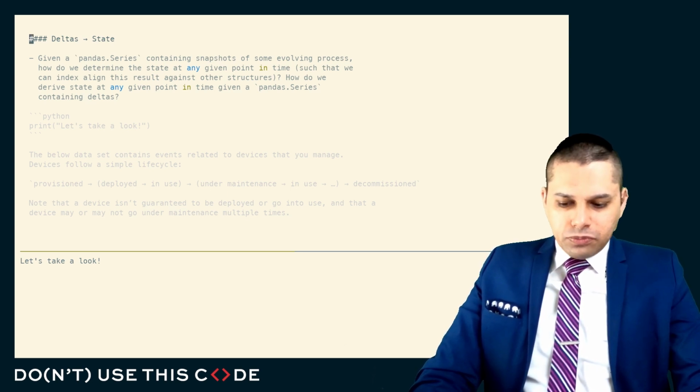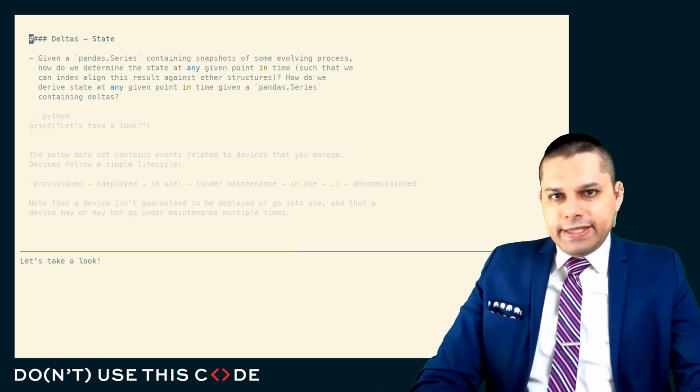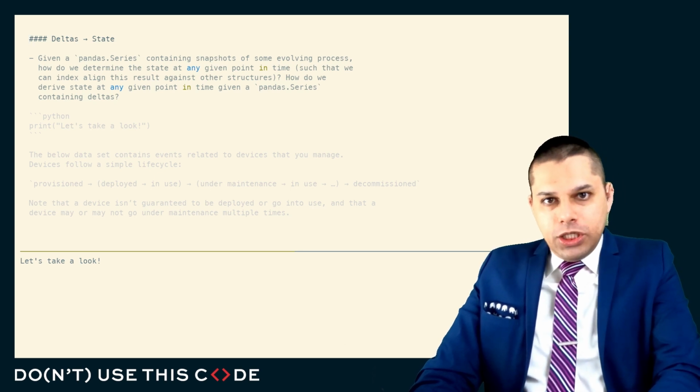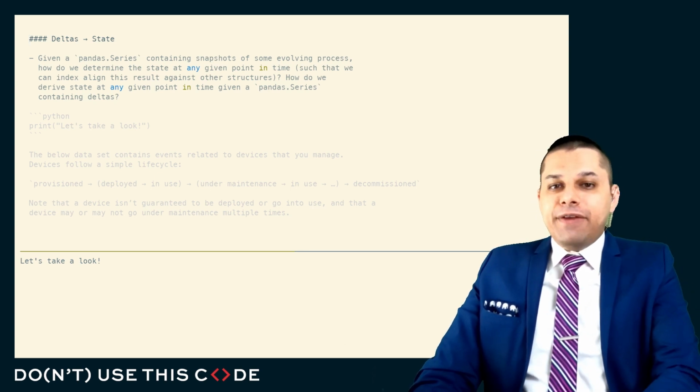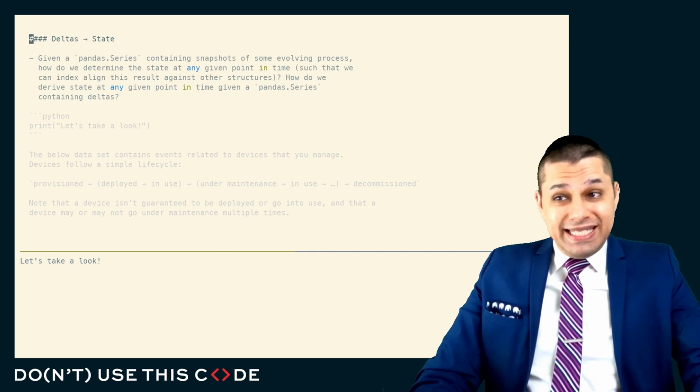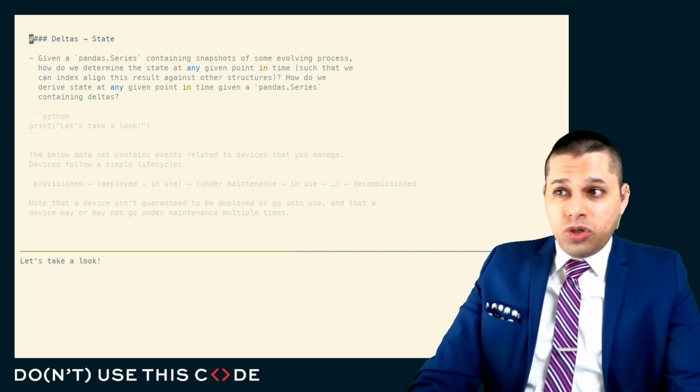Here's how it works. You have some data set that tells you how something has changed. It tells you the deltas. And from that, you need to figure out how to get the state at any one point in time in order to answer certain questions.